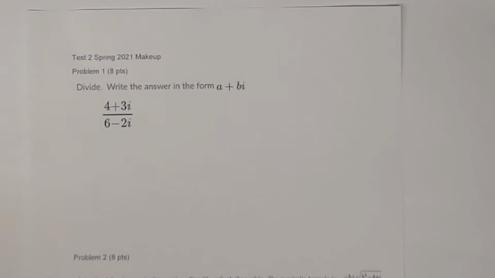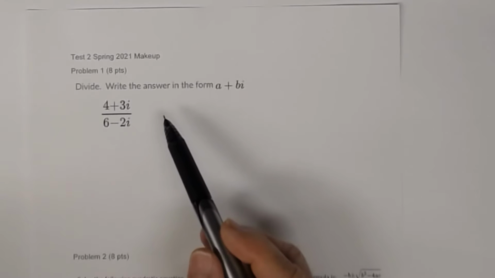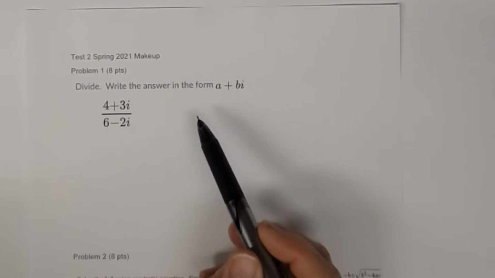This is a key to the makeup for test number 2. In problem 1, you're dividing these two complex numbers and you're asked to write in the form a plus bi.